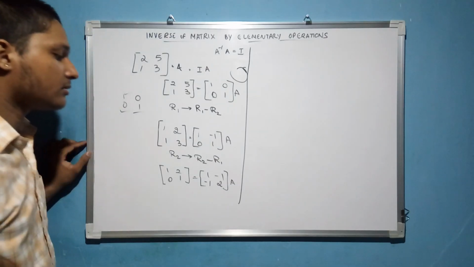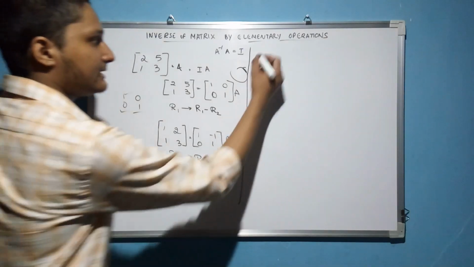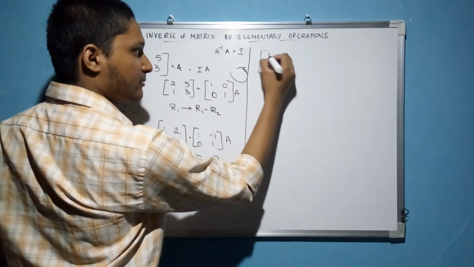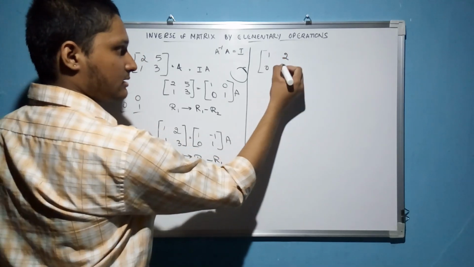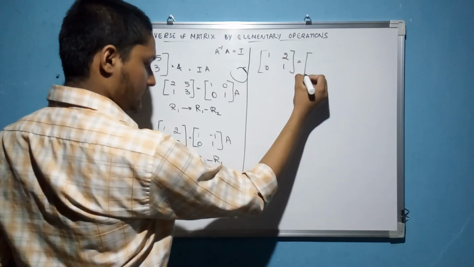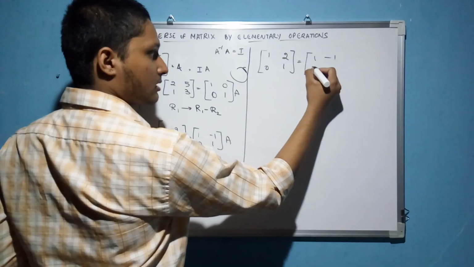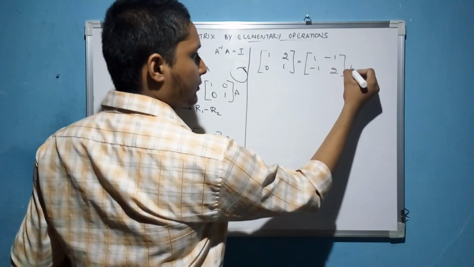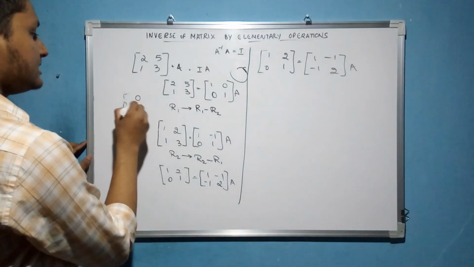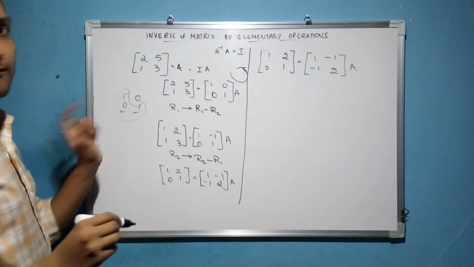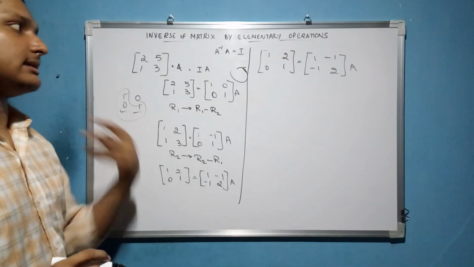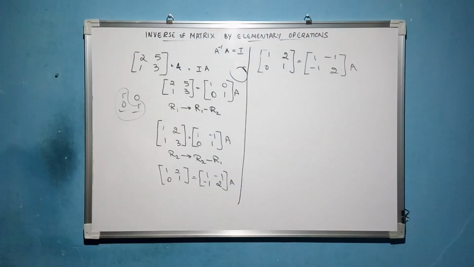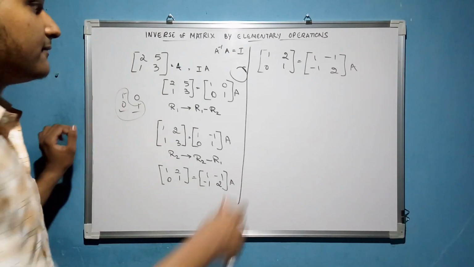This much we got. What is going to be the next one? I'll write that once more here, otherwise I'll miss out something. 0 1 is equal to 1 minus 1, minus 1 2 into A. Okay, so this much I got. I need only one more step for completing this answer. Till now we got these three, that is 1 0 1 we got.